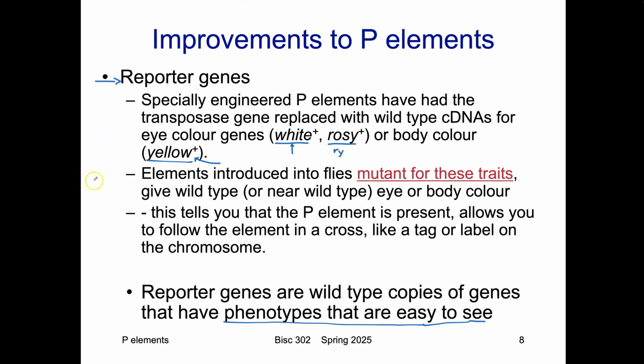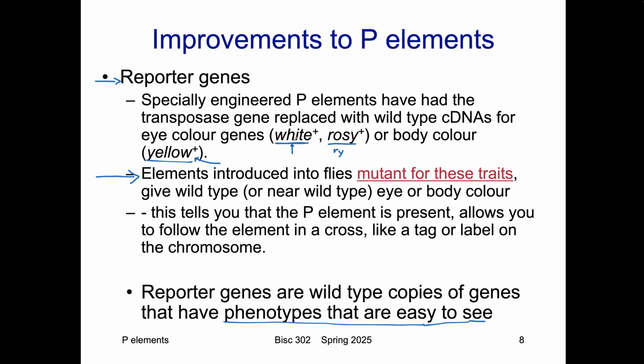And so the other thing is, if that's the case, then when you're doing your experiments and your crosses, you use flies that are mutant for these traits. So the flies, if they don't have the P-element, are going to be mutant. Their eyes are going to be white, or their eyes are going to be that pale pink color, or their body is going to be yellow. And then if the P-element is present, the eyes are going to not be white in those flies.